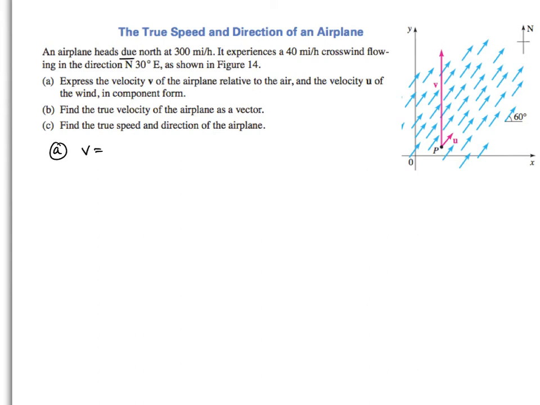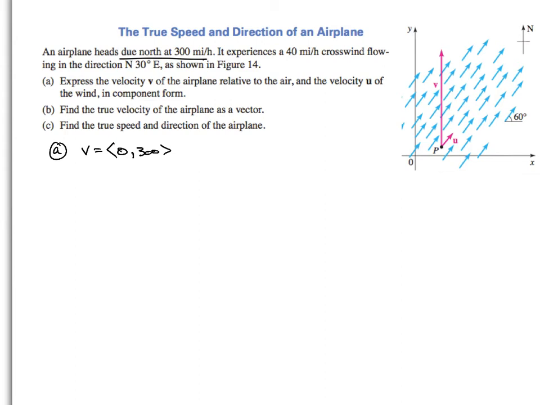It's going due north. So what would be the horizontal component of this airplane? None. It's not doing anything. And so it's not going east or west. It's going due north. So that would be 0. And so then my vertical component would be what? 300. Are we supposed to know that due north is 0?